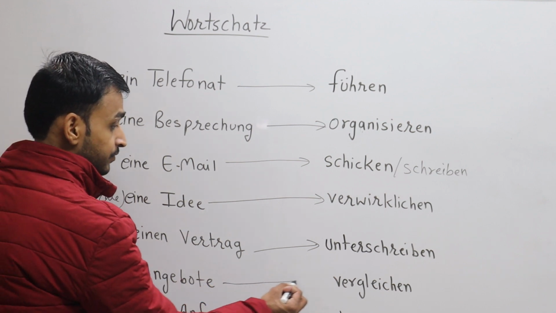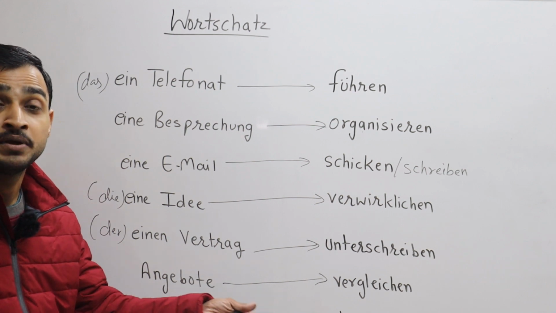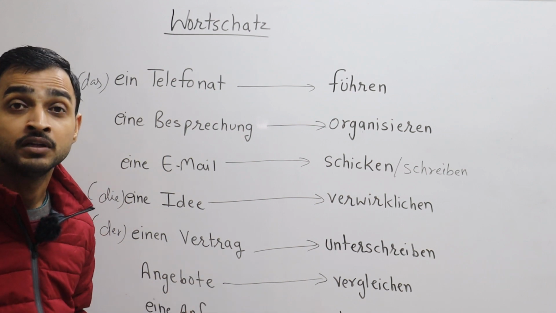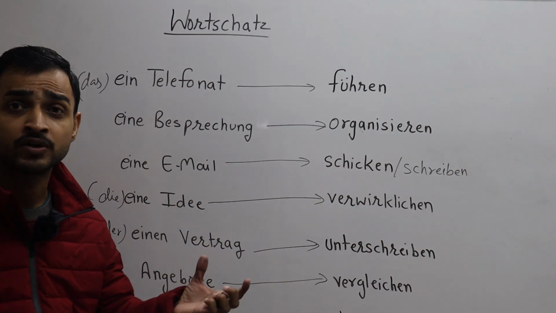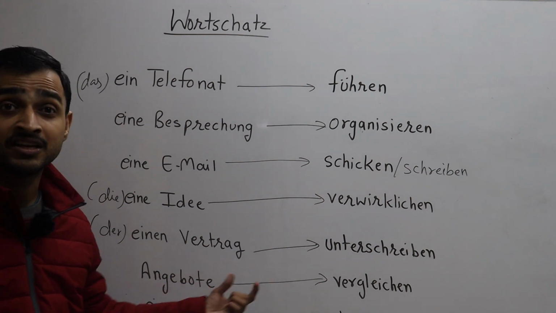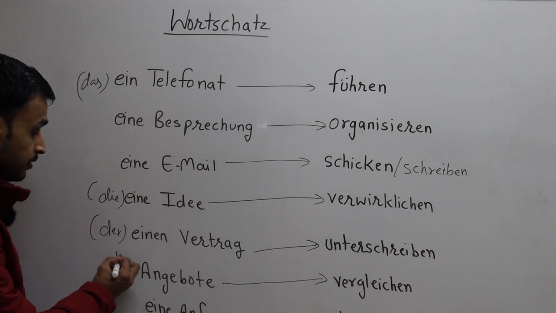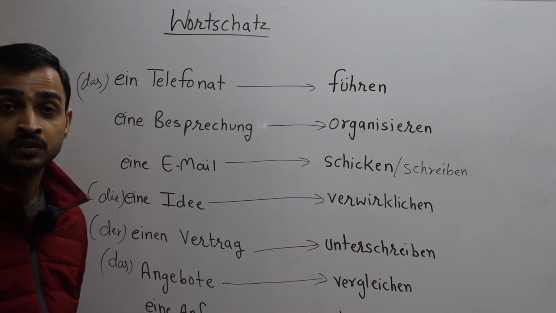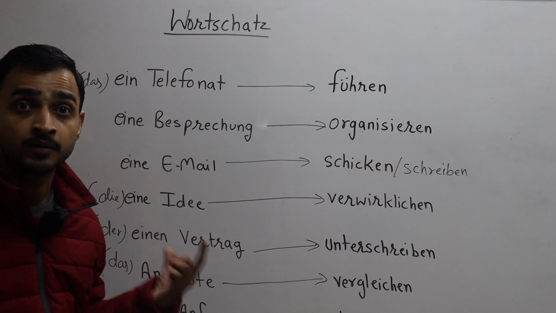Angebot vergleichen. We go to the market, we find a product of different brands and then we compare the offers. Which brand is offering a better opportunity, a better offer for the customer. Everyone wants to attract the customers nowadays in the market. There is tough competition. So wir vergleichen ein Angebot, das Angebot. Wir vergleichen ein Angebot. Okay? Wir bekommen ein Angebot.